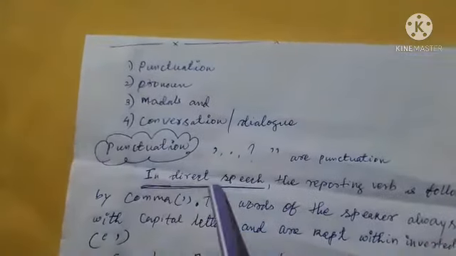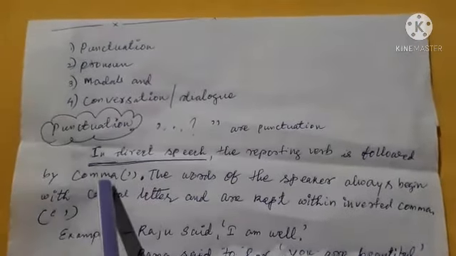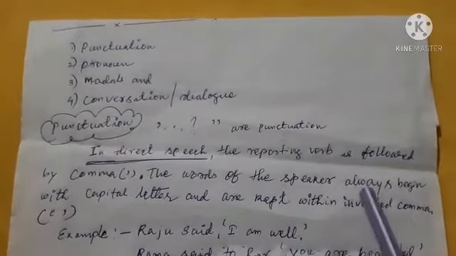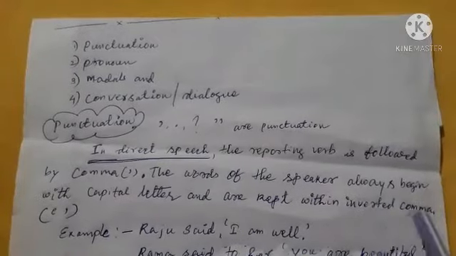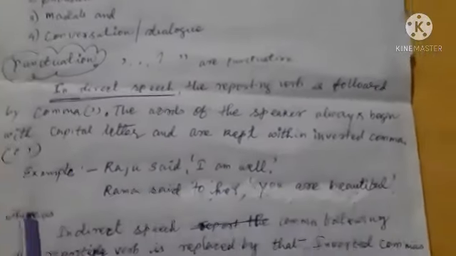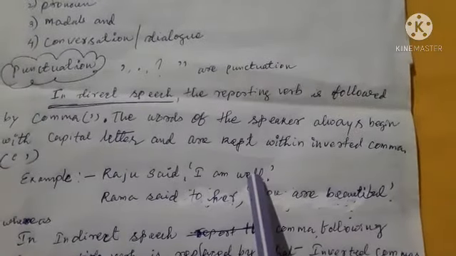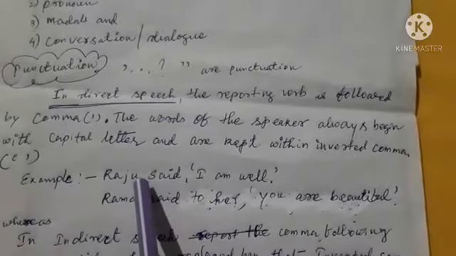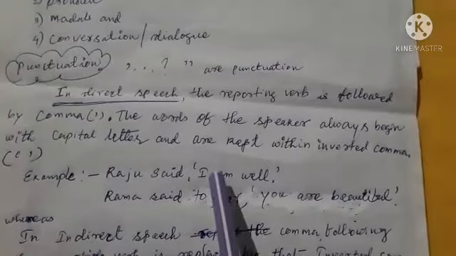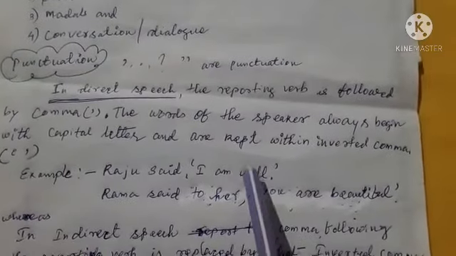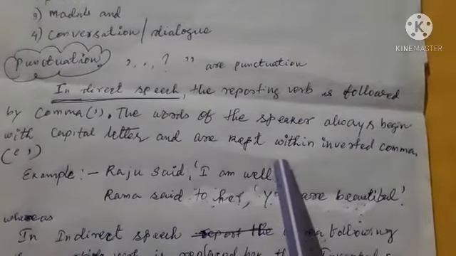Punctuation is marks like comma, full stop, question mark, etc. Now, in direct speech, the reporting verb is followed by a comma. The words of the speaker always begin with a capital letter and are kept within inverted commas. For example, Raju said, "I am well." Here, the reporting verb Raju said is followed by a comma and the reported speech begins with a capital letter and is kept within inverted commas.